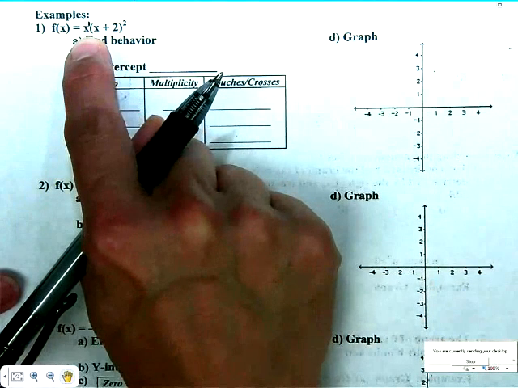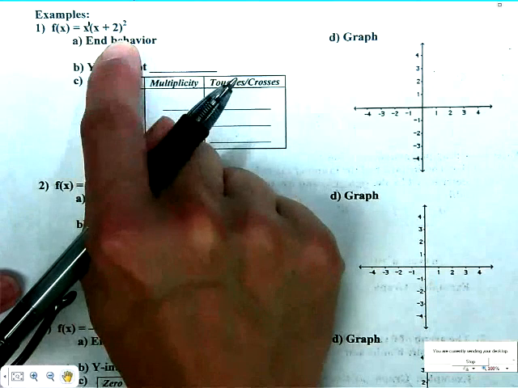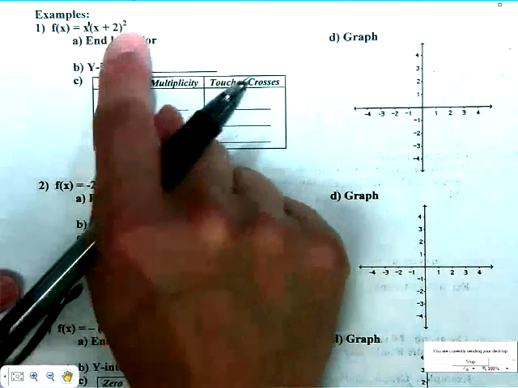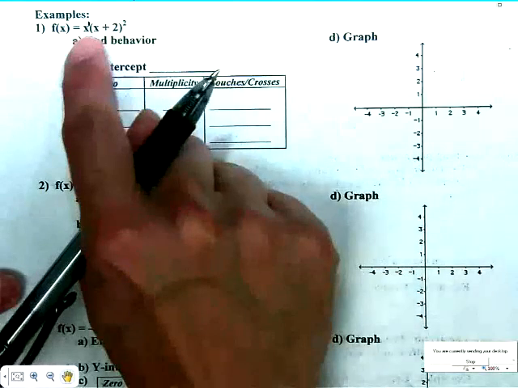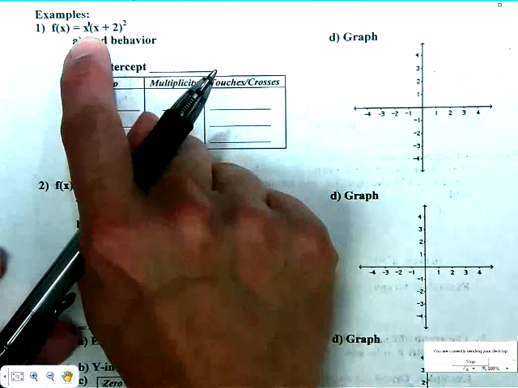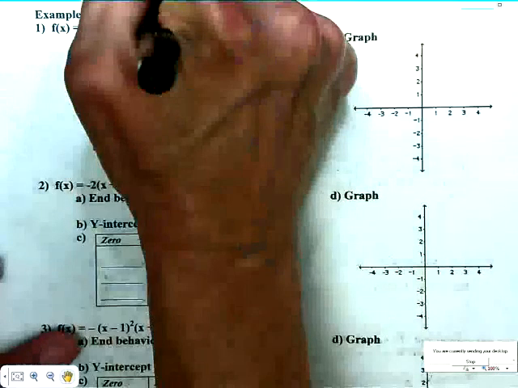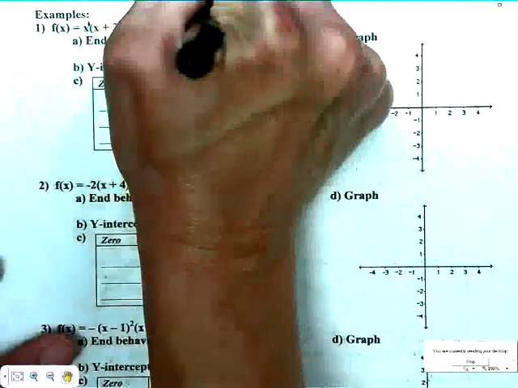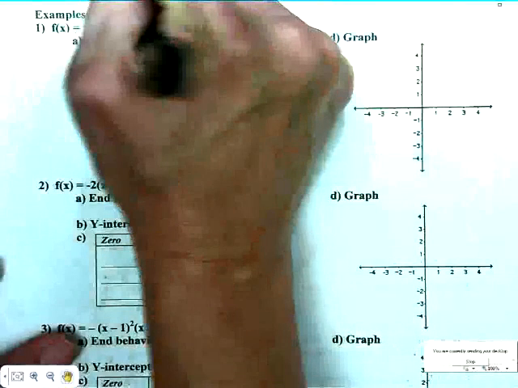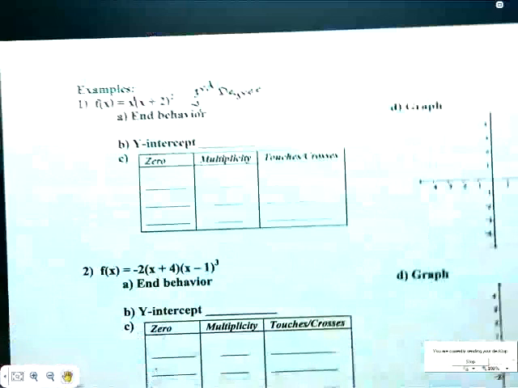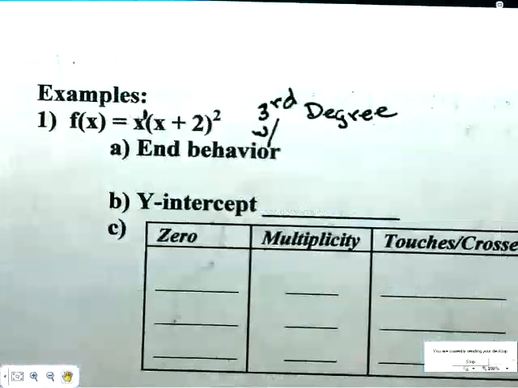Yeah, that's a third degree function. Because if you FOIL this out, you'd have x squared, and then you'd have to distribute this x, and you'd get an x cubed. So that's a third degree function with a positive or negative coefficient. If there's not a negative out front, then it's a positive coefficient.